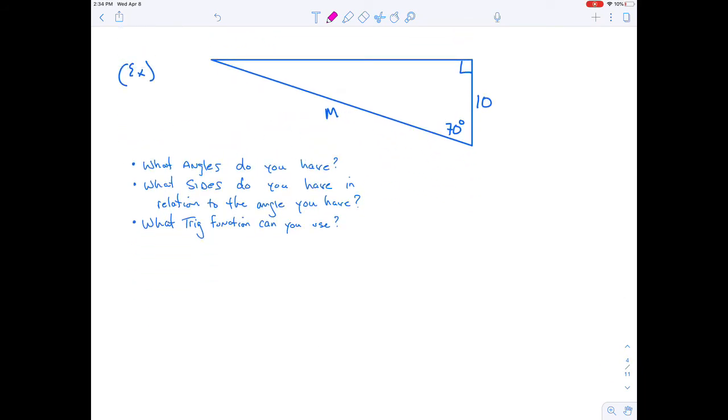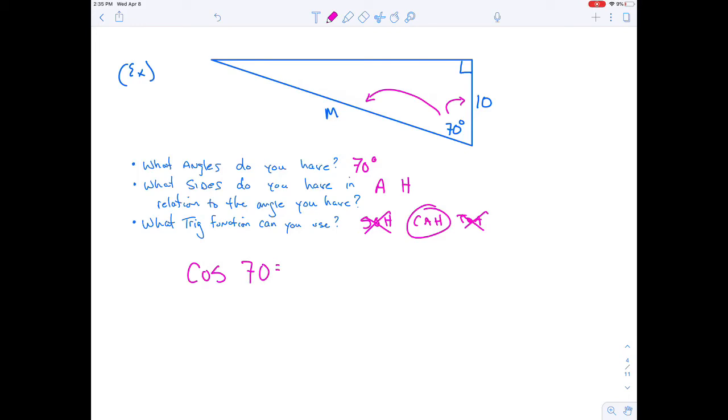Here we go, second example. What angles do you have? Well, let's see. I have a 70 degrees. The sides that we have are the adjacent and the hypotenuse. What trig function can you use? You have SOH-CAH-TOA, and this is the one we're going to use because we have an A and an H. So here we go. Cosine of 70 degrees is A over H. A is 10, H is M.